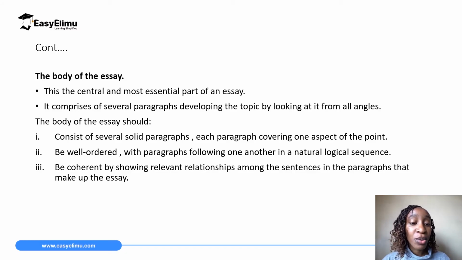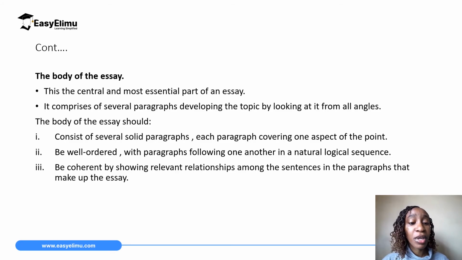Number two, it should be well ordered, with paragraphs following one another in a natural, logical sequence. So for example, maybe paragraph one is a definition of the topic. Maybe you're writing about drugs or mobile phones. So number one is first of all to define whatever it is that you're talking about. And then number two, you go to examples of drugs. And then number three, you go to the effects, and then you conclude. So you see, that is a natural sequence.